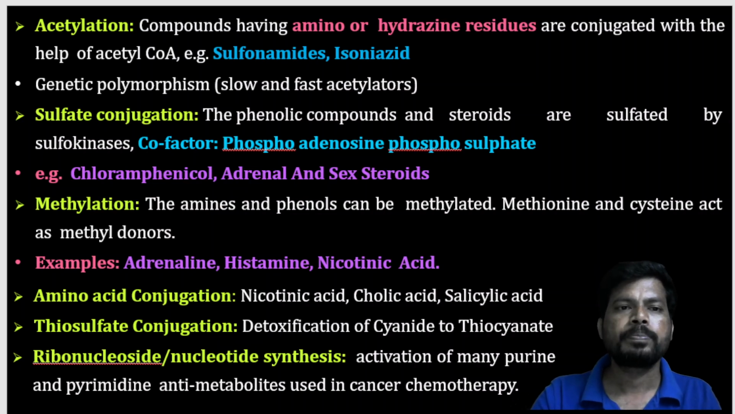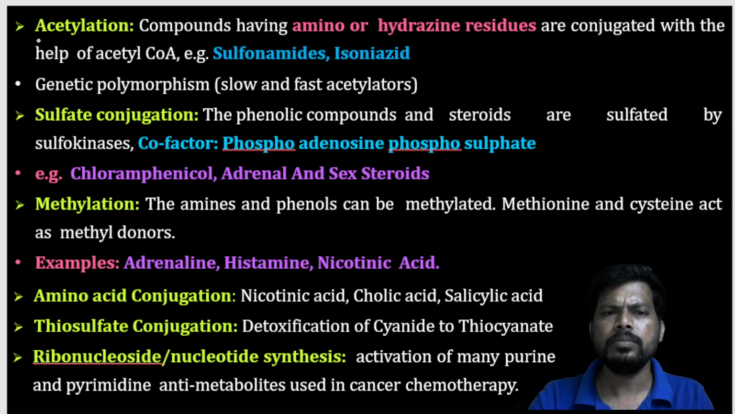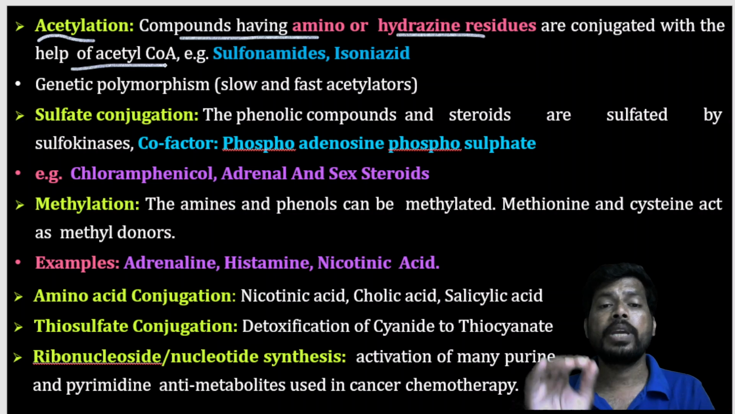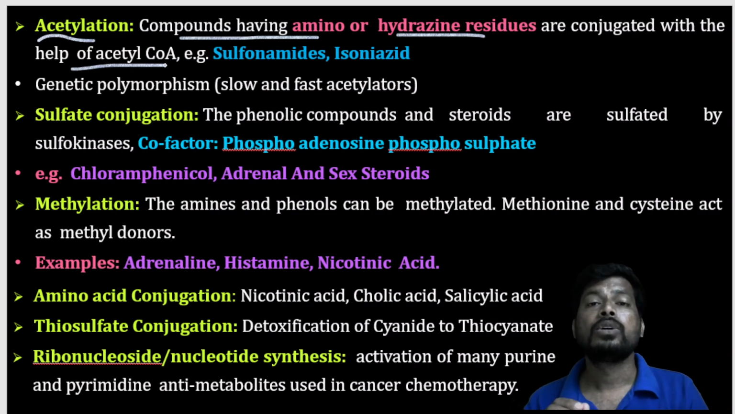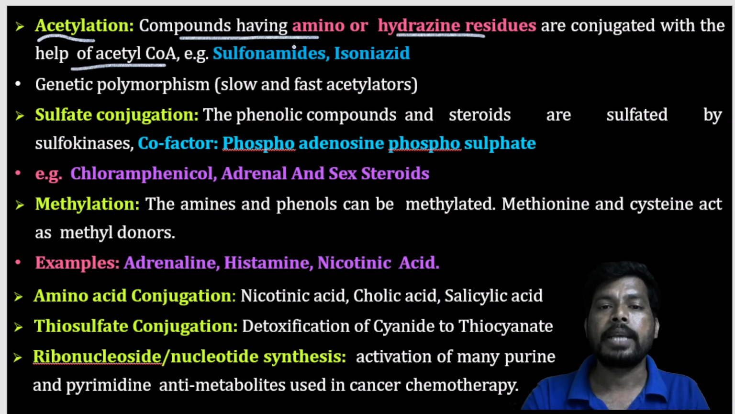Next, continuation, acetylation. Compounds having amino or hydroxyl residues are conjugated with the help of acetyl coenzyme A. So here it is acetylation. Acetylation is one of the phase 2 metabolism reactions. So these are the drugs that undergo this reaction, acetylation: compounds having amino or hydroxyl residues. Examples like sulfonamides, isoniazid.